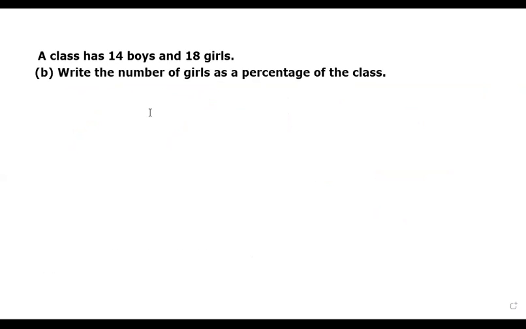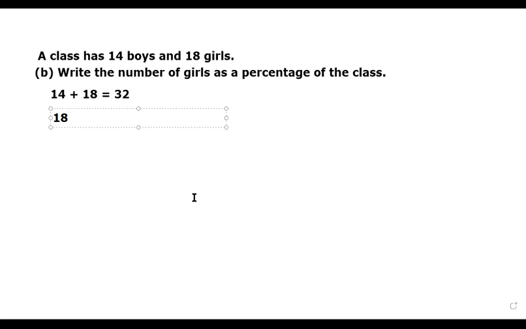So part B to this question says, write the number of girls as a percentage of the class. So in this case, what we need to do is find out the total number of students in this class. To do so, we take our 14, our number of girls, and add it to the number of boys, and that gives us a total of 32. Now I can write my proportion of girls to the entire class, right? And my proportion of girls to the entire class is 18.